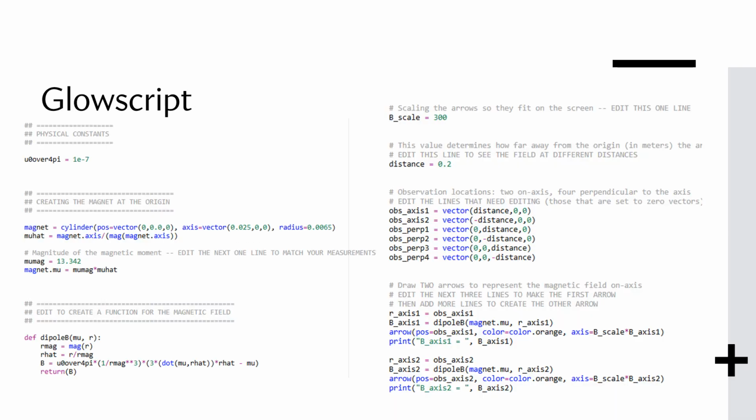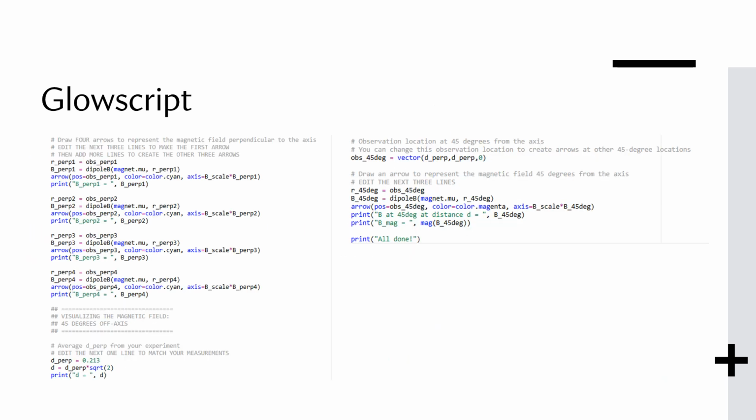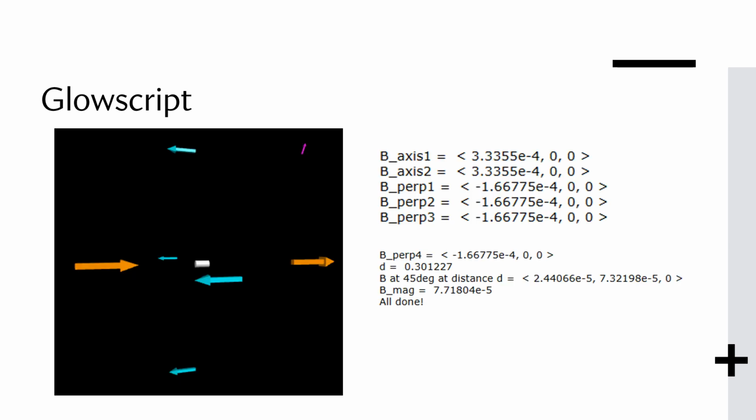Here is our GlowScript code. Notice that we use the Biot-Savart law in our dipole B function to define it. And this is the rest of the code where we pretty much just make vectors on the axis and perpendicular to the magnet. And here's the result of our GlowScript code.